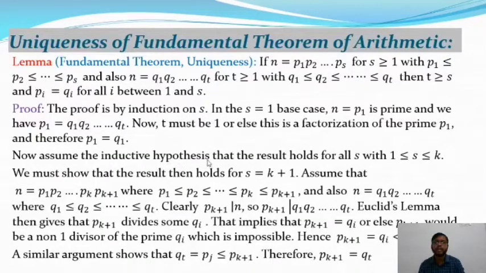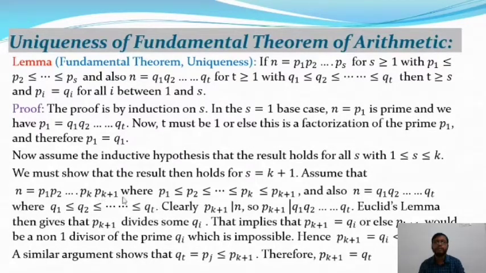So now assume the inductive hypothesis that the result holds for all s, where s lies in the interval 0 to k. That means 1 ≤ s ≤ k. So we must show that the result holds for s = k+1. So assume that n = p1 p2 ... pk pk+1, where p1 ≤ p2 ≤ p3 ≤ ... ≤ pk+1. And also n = q1 q2 ... qt, and this is given, where q1 ≤ q2 ≤ ... ≤ qt. So the numbers are in ascending order.